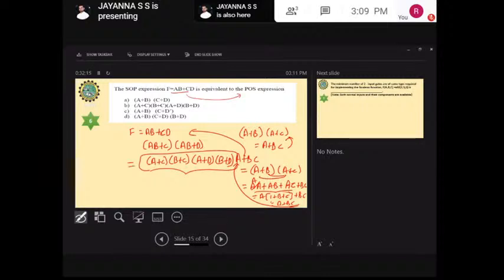You can see that this is the product of sums. I'm going to look in the given options whether this is present. A plus C I'm getting here, B plus C here, A plus D here, and B plus D here. This option B will be the correct option for this question.